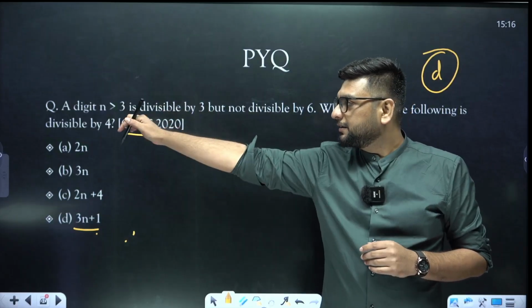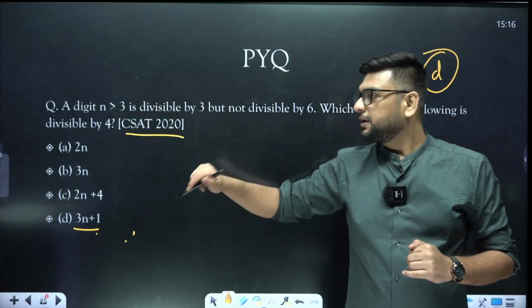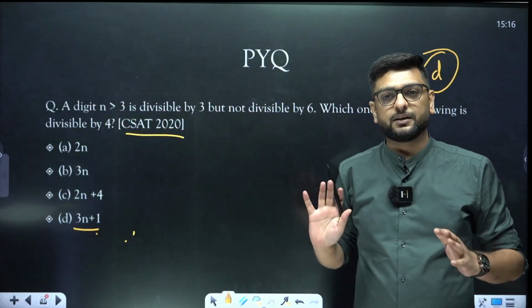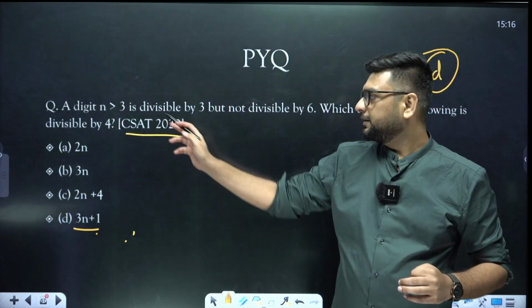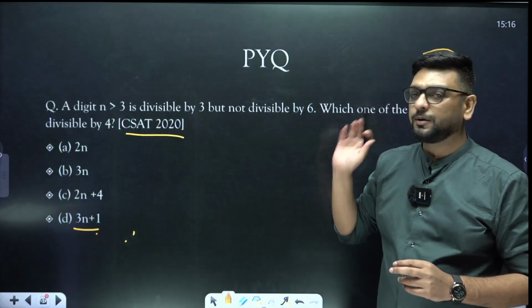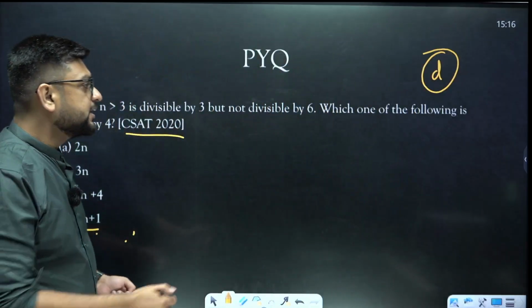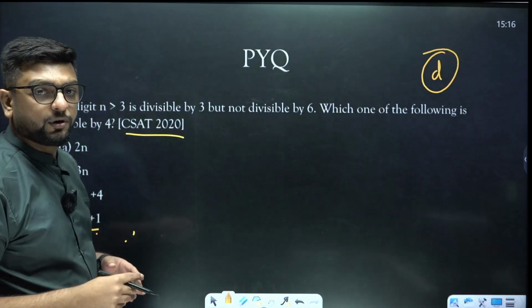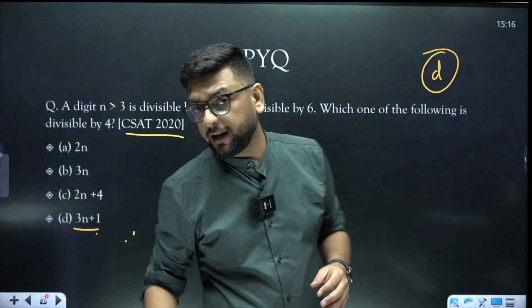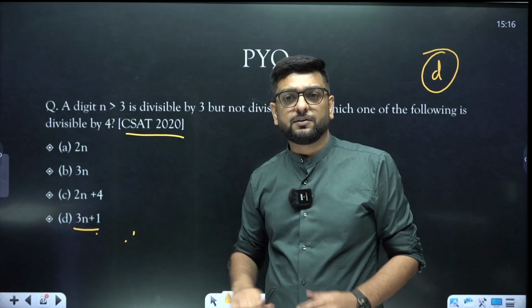I am saying, is there any condition given where you have to take anything else? It is saying a digit n is greater than 3. Okay, 15 is greater than 3. It is divisible by 3, yes, but not divisible by 6. 15 is not divisible by 6. Which one of the following is divisible by 4? If I take n as 15 here in 3n plus 1, right? Will I get the same answer?